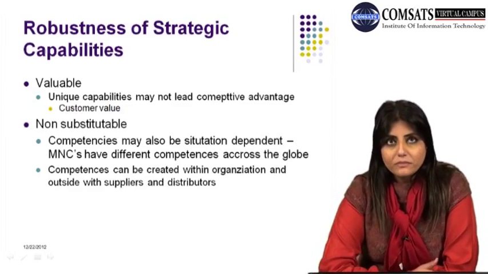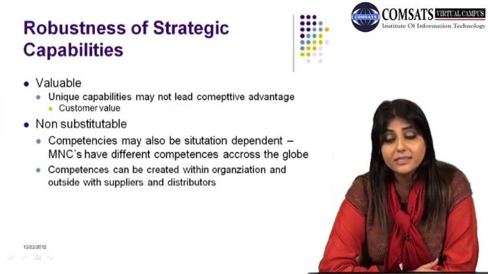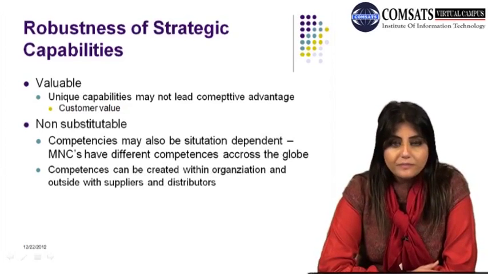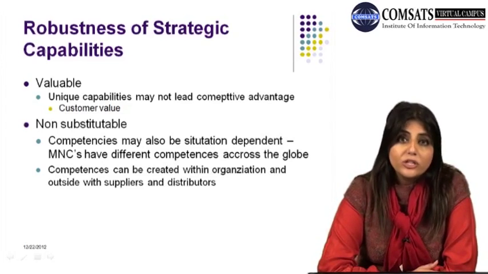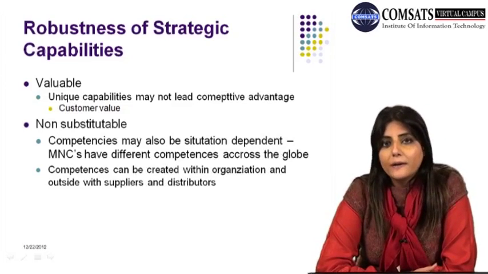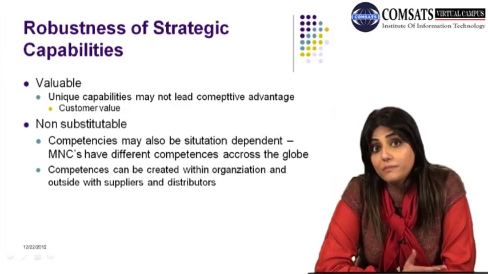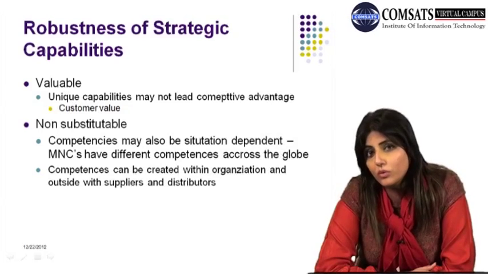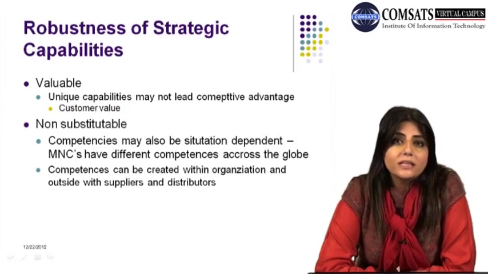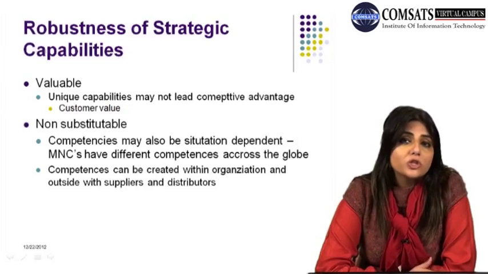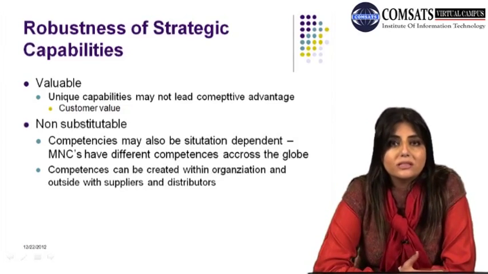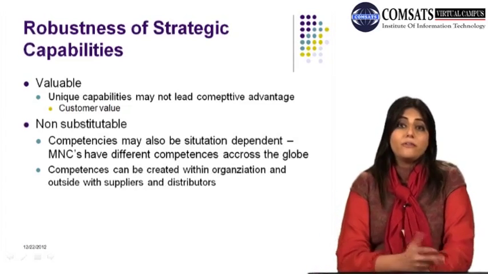Then the non-substitutable. The competencies, the capabilities that you have should not be substitutable. So they may also be situation dependent. Just as I gave you the example earlier of the causal ambiguity, this point is also a little linked to that. If your competencies are substitutable, of course they are no more your source of competitive advantage, right? So only if they are non-substitutable are they the source of your competitive advantage. If we, for example, take the example of McDonald's, McDonald's opened its branches worldwide. In some parts of the world, it could not succeed, although it tried to implement similar processes, similar activities, similar infrastructure everywhere in the world, right?